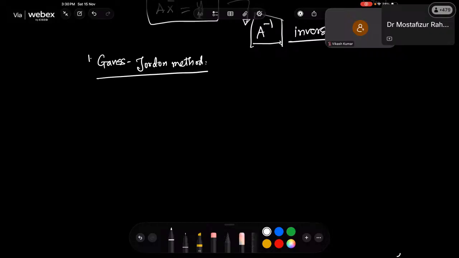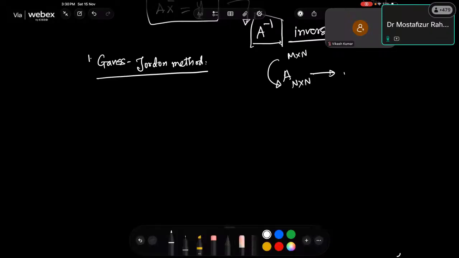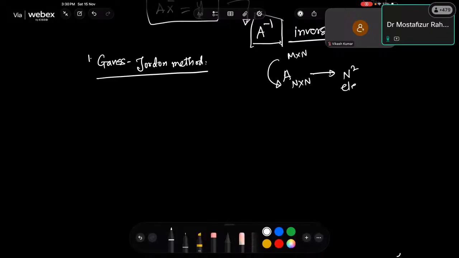Another thing is that matrix A has, say, m cross n elements in general, right? Suppose m equals n, and you have n cross n elements. So how many elements are there in the matrix? There are n square elements, right? In general, there are m into n elements in the matrix A.